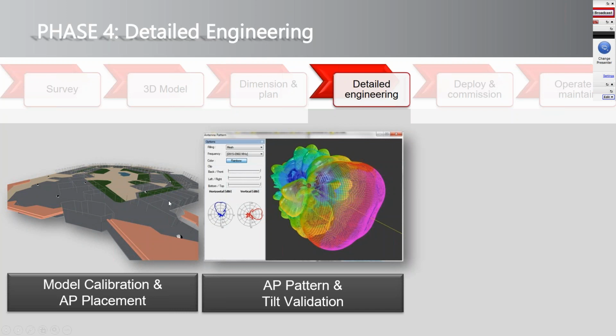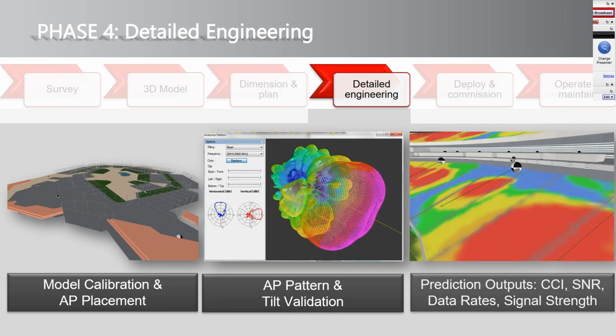And when I talk about the validation here, or the detailed engineering, because we model the antenna patterns in 3D, you can even validate the different tilts and angles that you have. Make sure that the access points that you use are either directional or omnidirectional and are sending the power where you need. And of course, the final step is maybe running prediction output maps to check for co-channel interference, signal to noise, data rate, signal strength, and so on. So the detailed engineering phase gets done.